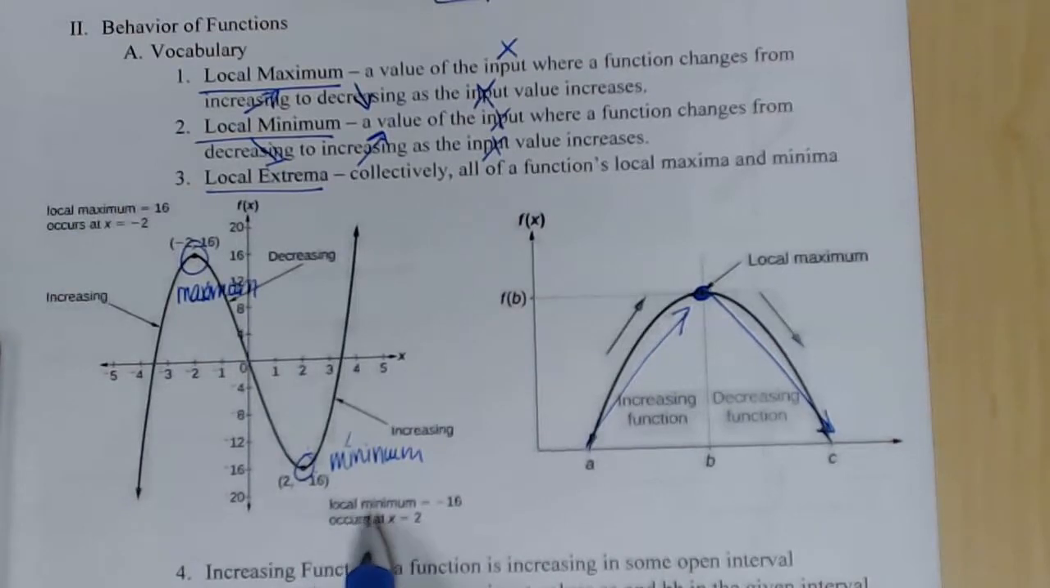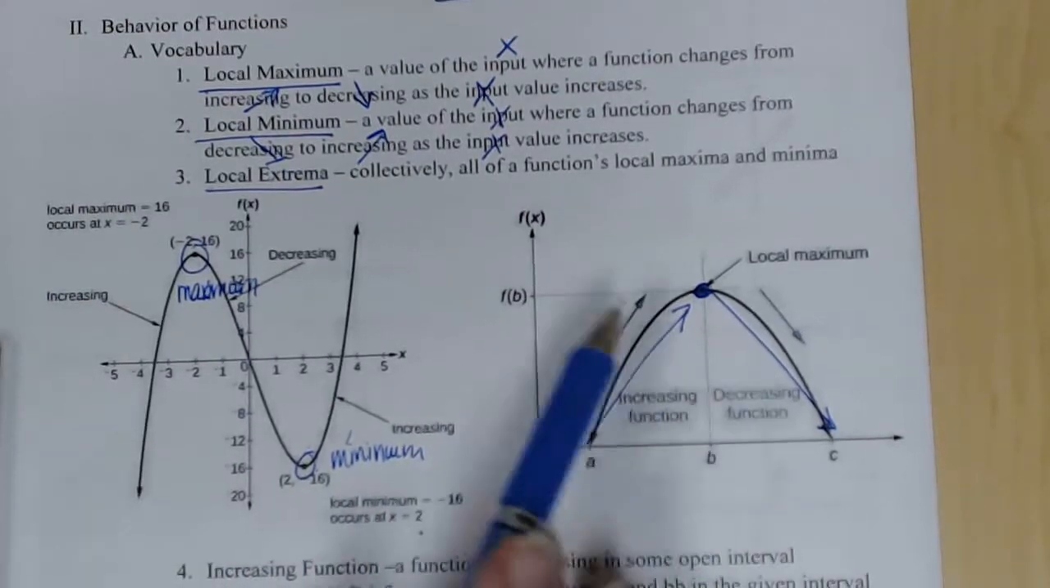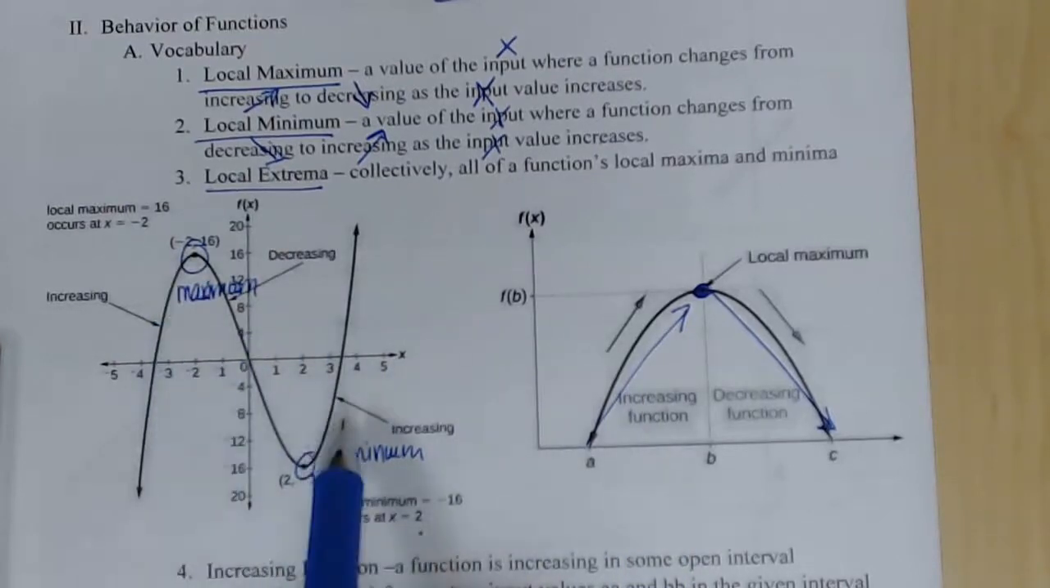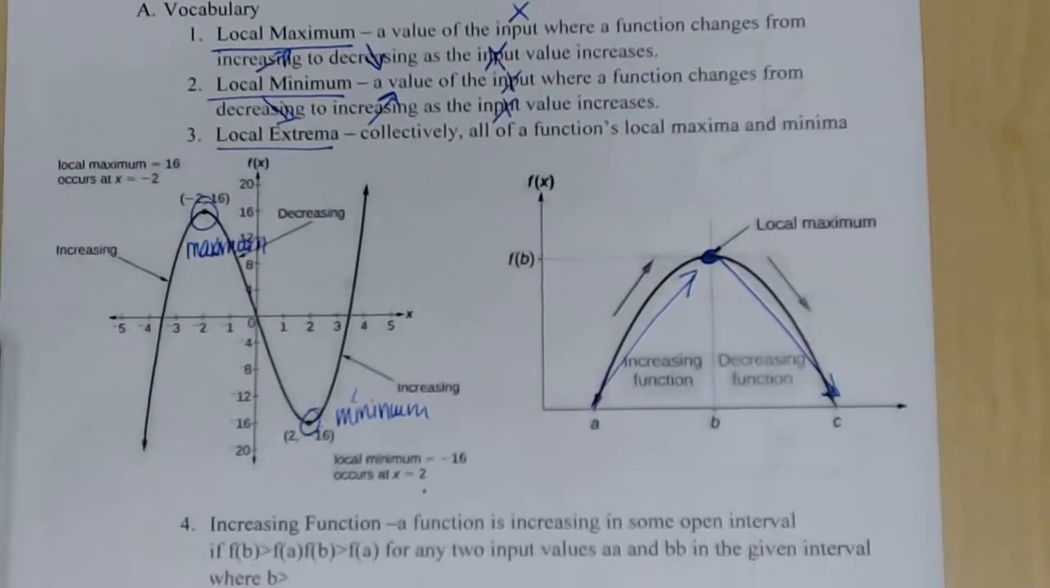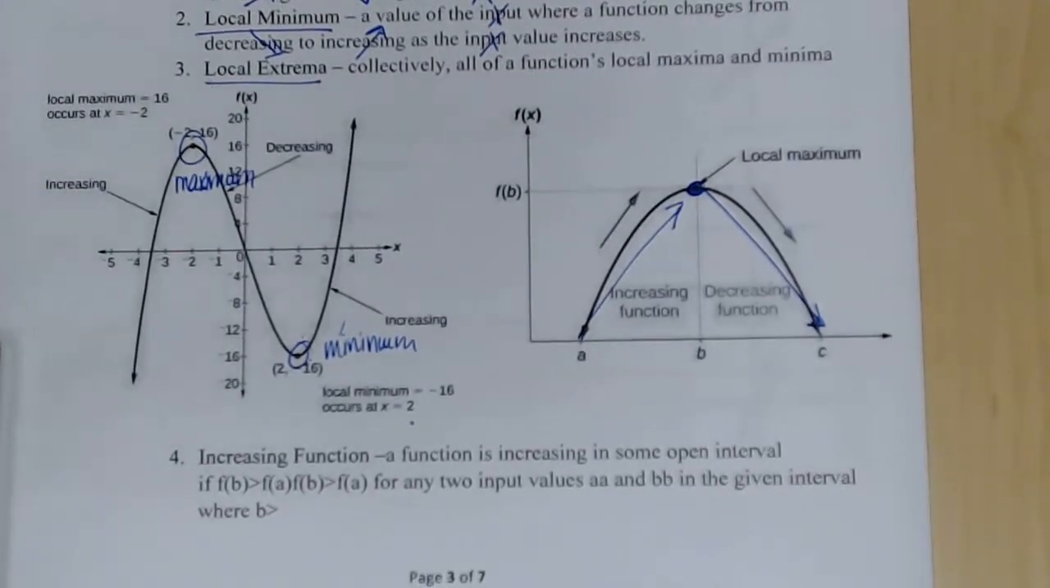And so you can see here it says local minimum is at negative 16, and you can see it occurs at x equal to 2. And so when we're talking about local maximums and minimums, we're talking about these highs and the lows, and together those highs and lows are called extrema. Next thing I want to clarify is increasing function.